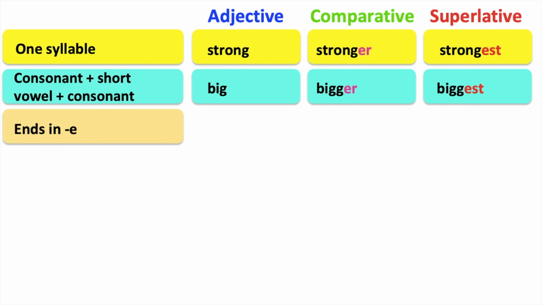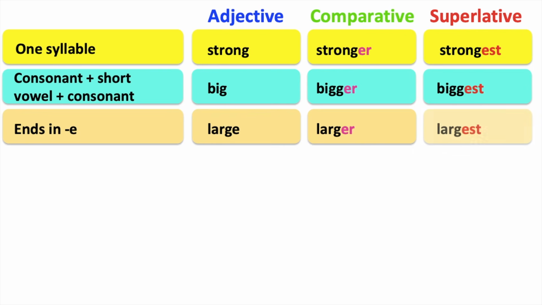For one-syllable adjectives ending in the letter e, we remove the letter e and add the endings er or est. For example, large. The comparative adjective is larger. The superlative adjective is largest.